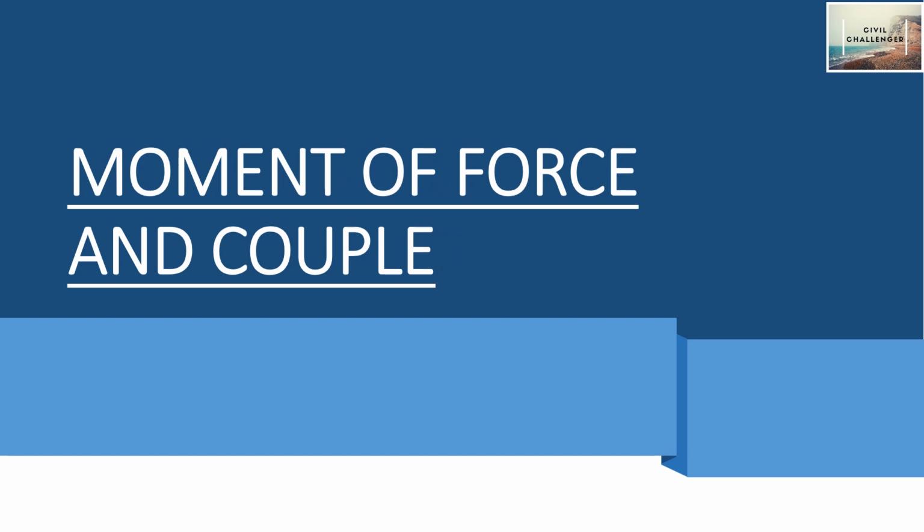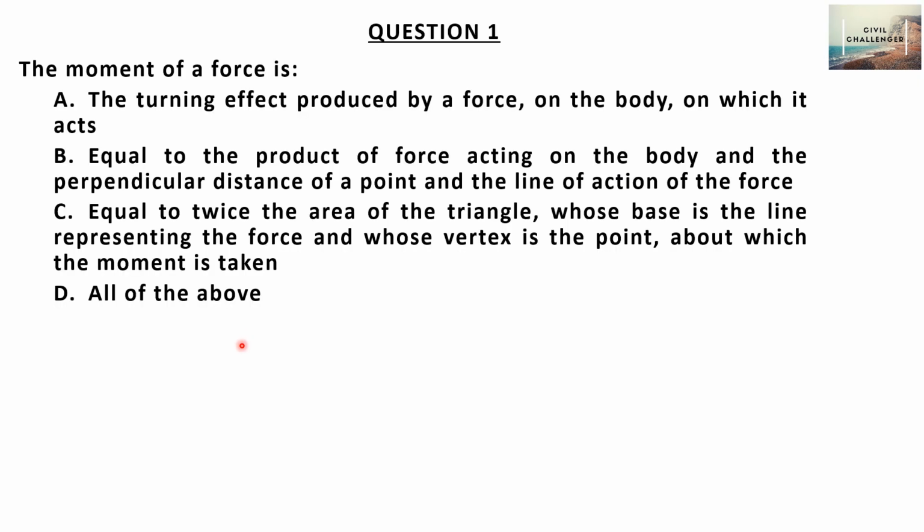In this video, we are going to see questions from moment of force and couple. The first question is, the moment of a force is: option A, the turning effect produced by a force on the body on which it acts. Option B, equal to the product of force acting on the body and the perpendicular distance of a point and the line of action of force. Option C, equal to twice the area of the triangle whose base is the line representing the force and whose vertex is the point about which the moment is taken. Option D, all of the above.